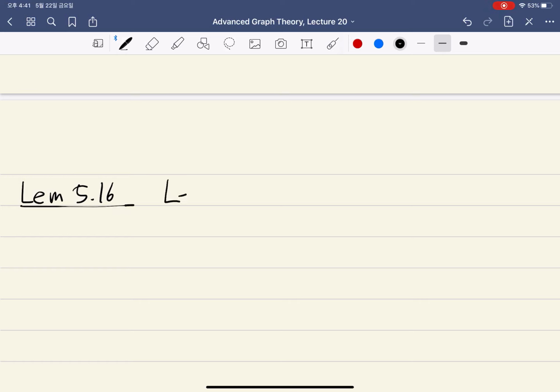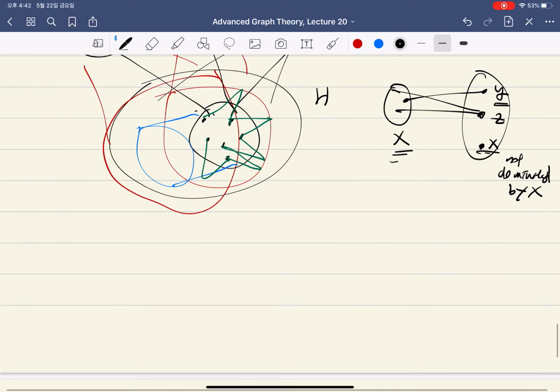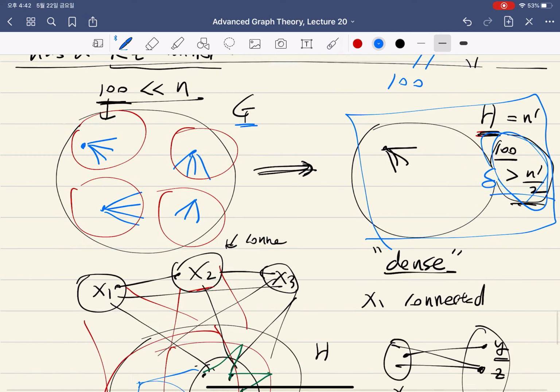So let's prove this first lemma. Let G be an n vertex graph with minimum degree delta, which is a bit bigger than half of the number of vertices. This is motivated because later we will take this minor of G, satisfying the condition that each vertex has minimum degree bigger than half of the number of vertices.